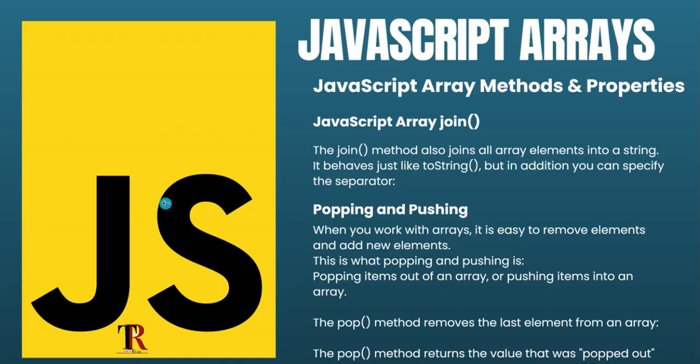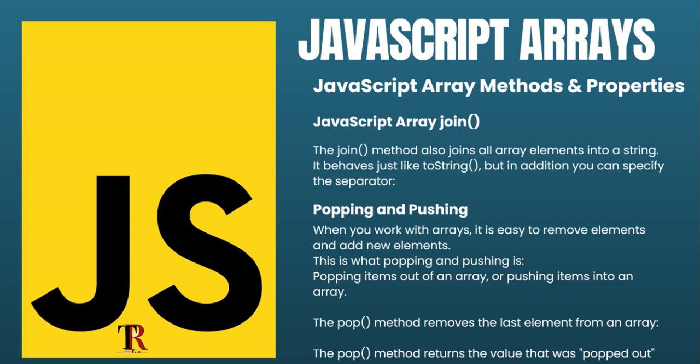Let's continue. Now we have popping and pushing. When you work with arrays, it is easy to remove elements and add new elements. There are times that you may need to add new elements and there are times that you may need to remove elements. So when you need to do those two actions, what you need is the popping and the pushing method. So popping items out of an array or pushing items into an array.